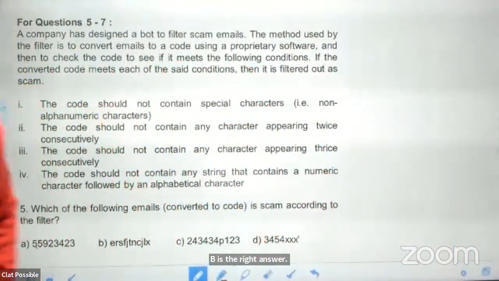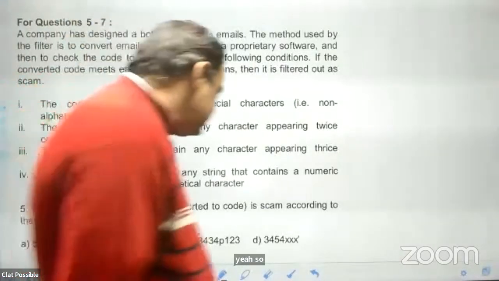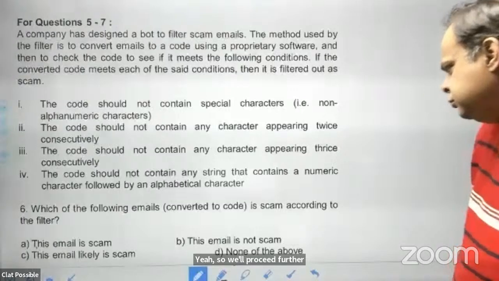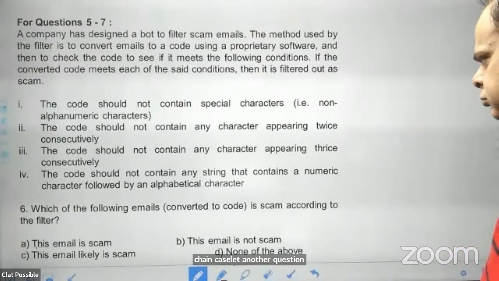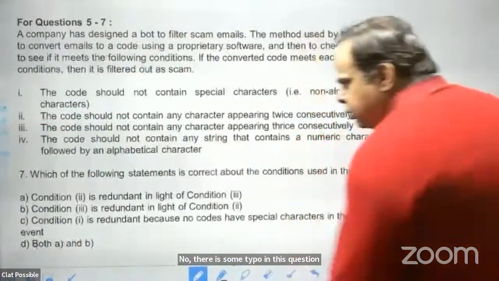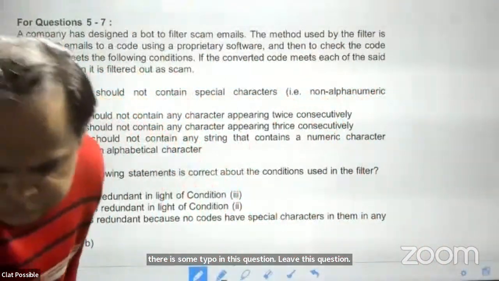Is it clear, everybody? B is the right answer. Yeah, so we'll proceed further. Same caselet, another question. No, there is some typo in this question. Leave this question. Attempt this question, the seventh one.